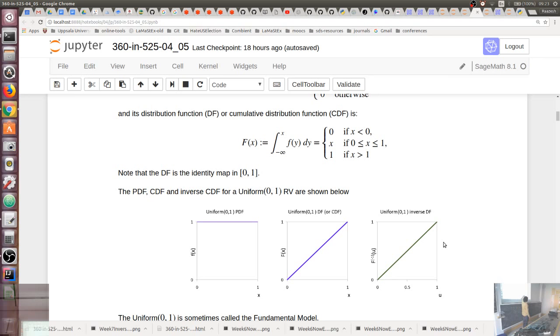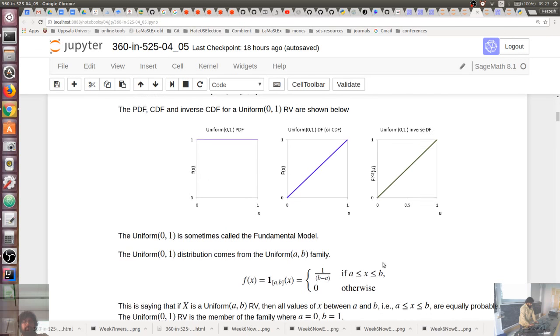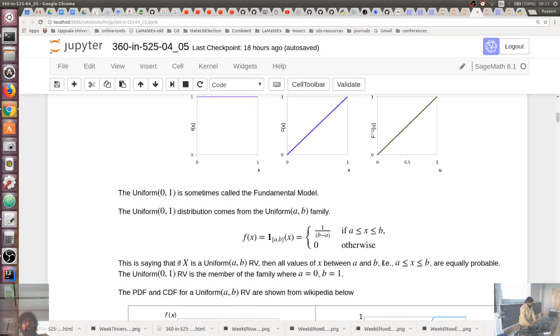So the inverse distribution function, that means I go from a point here back downstairs. The inverse is also the same as the distribution function, right? Because it's the identity map on the unit interval. And that basically is what makes this kind of the soul of every non-uniform random variable, the thing from which you can get any other non-uniform random variable. Okay, so it's called the fundamental model.